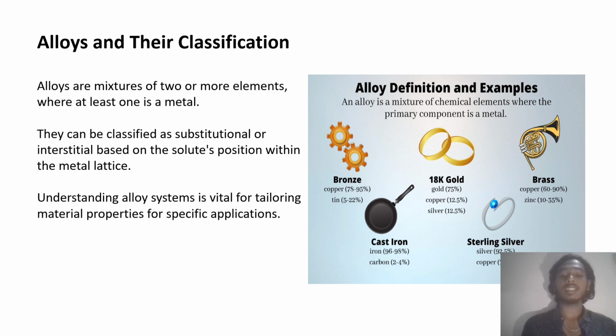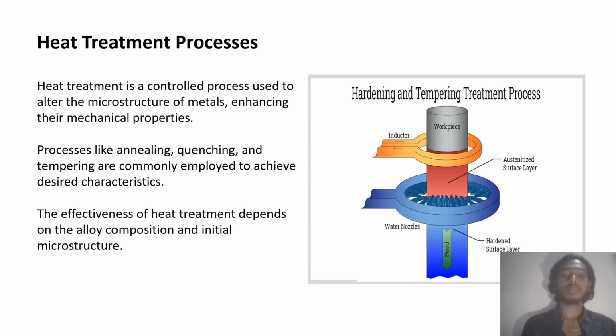Cast iron: 96 to 98 percent iron, carbon content 2 to 4 percent. And next we move on to the heat treatment process. Heat treatment is a controlled process used to alter the microstructure of metals, enhancing their mechanical properties. Processes like annealing, quenching, and tempering are commonly employed to achieve desired characteristics.